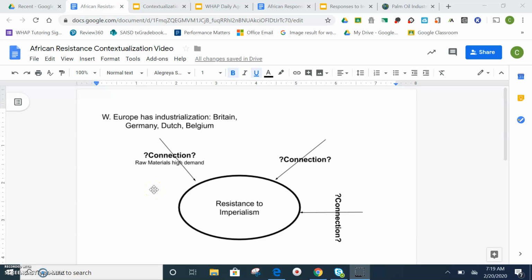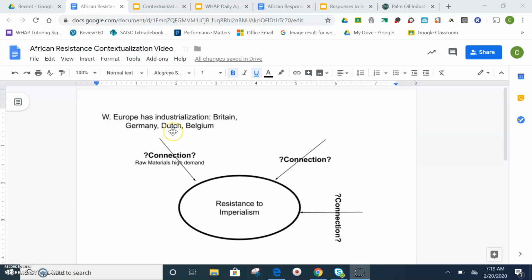All right, so really quickly, remember contextualization is setting the stage for your thesis. It's like the season one recap, right? Before you watch season two, to get you ready to binge watch whatever show you're binge watching right now. But the most important thing is that you have to connect your ideas to your prompt.